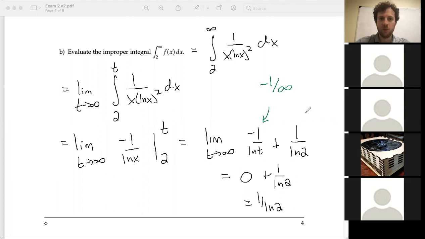Questions about this problem? Either the u substitution that I can go back and say some more about, or the improper integral.